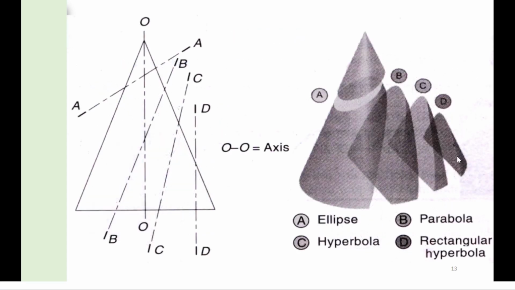So in this single diagram, sectional plane A will make an ellipse here. Sectional plane B at this position will make a parabola. Sectional plane CC at this position will make a hyperbola, and section plane DD will make a rectangular hyperbola.